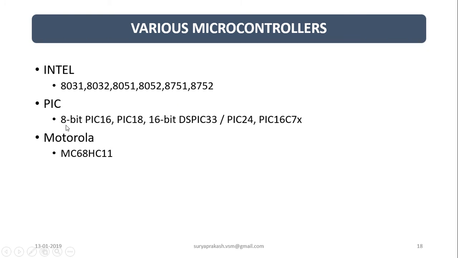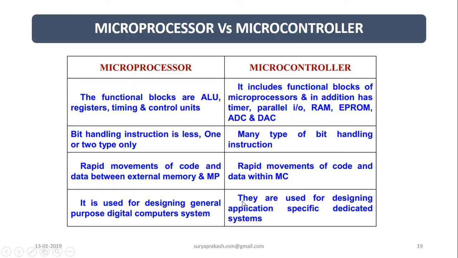In the PIC family, you will have 8-bit, 16-bit, and 32-bit, and now 64 bits are also evolving. The PIC16 and PIC18 are famous for small scale projects. The Motorola MC68 and HC11. These are the varieties of microcontrollers, and there are several in the series.